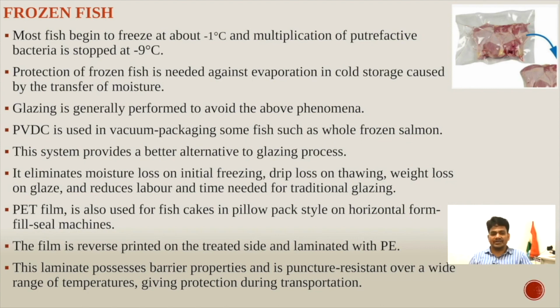PET film is also used for fish cakes in pillow pack style on horizontal form fill seal machines. The film is reverse printed on the treated side and laminated with PE. This laminate possesses barrier properties and is puncture resistant over a wide range of temperatures, giving protection during transportation.